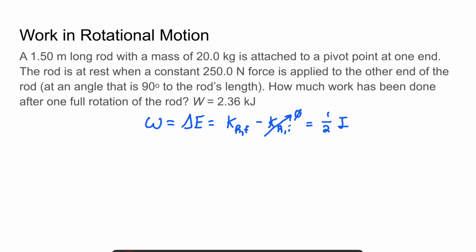So we could take one half our moment of inertia times our final angular velocity squared, right? And given we know where the force is applied, so we have the torque acting on a rod, we have all of our information for our moment of inertia. And so we can find our final angular velocity if we wanted to, and we can get our final kinetic energy. However, that would be a little bit of work. So let's think about another way to consider the work.